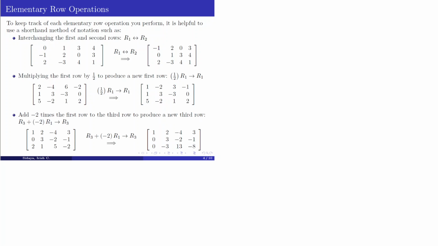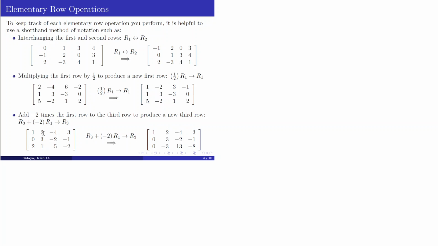Another one: if we add negative 2 times the first row to the third row to produce a new third row, we use this notation. Again, we multiply R1 by negative 2 and add it to R3 to produce a new R3. Since we want to produce only a new R3, we copied R1 and R2. Then to yield a new R3, we multiply R1 by negative 2 and add it here in row 3. So that's 1 times negative 2, which is negative 2, plus 2. So we have a new entry here, which is 0.